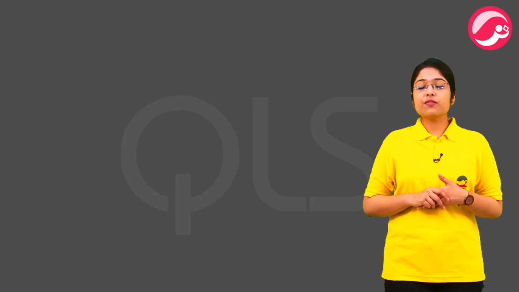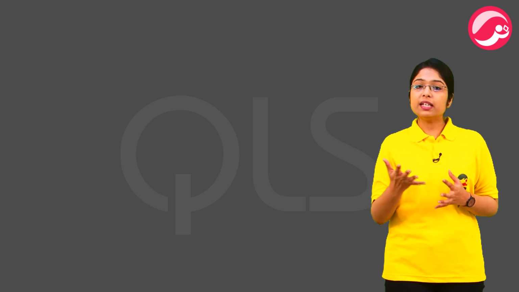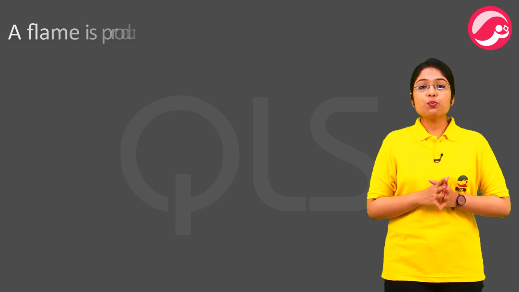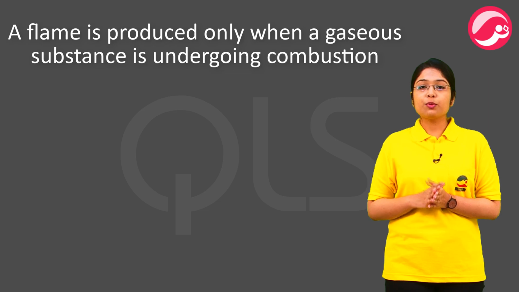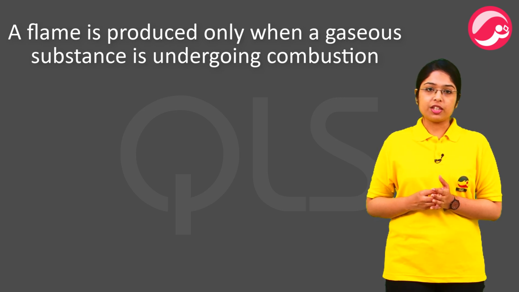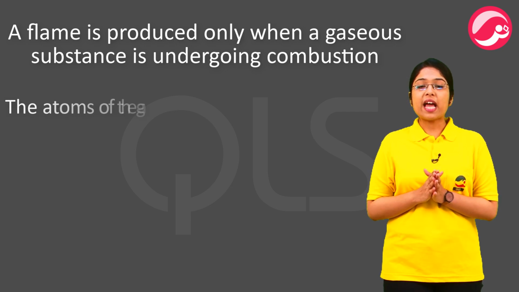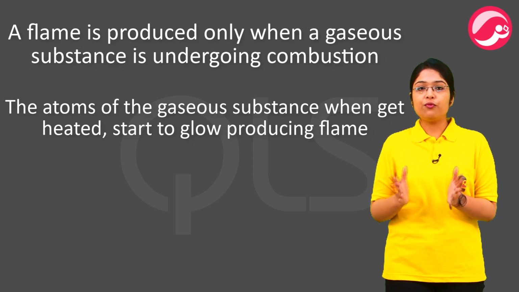Though initially wood gives out flame, when we first burn wood or coal, flame comes out of them. But a flame is produced only when a gaseous substance is undergoing combustion. Only when we burn a gaseous substance is flame produced. The atoms of the gaseous substance when heated start glowing and produce flame.